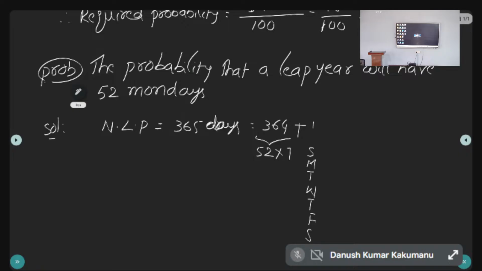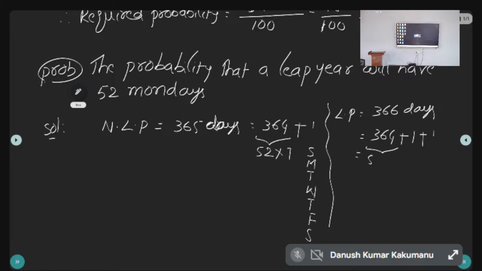But our question is about a leap year. A leap year has 366 days, that is 364 plus 1 plus 1. Up to 364 days it is the same, 52 weeks are counted. So 52 Mondays is the default, and not only Mondays, even 52 Sundays, Wednesdays, all are default cases.